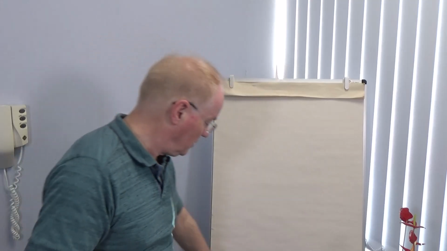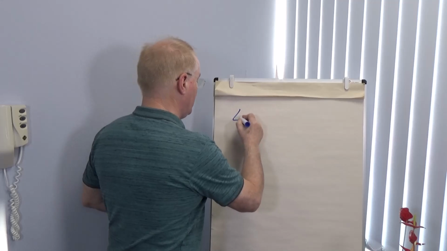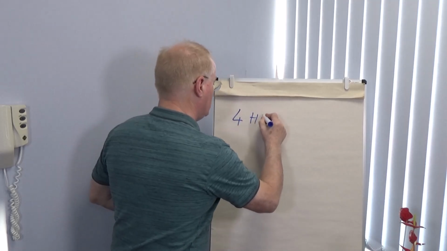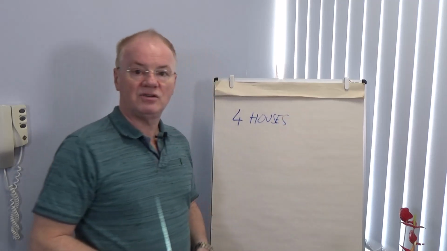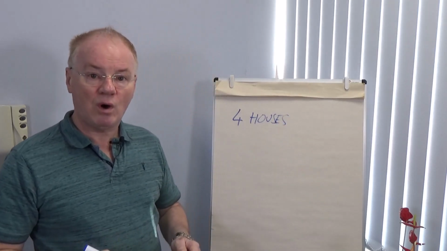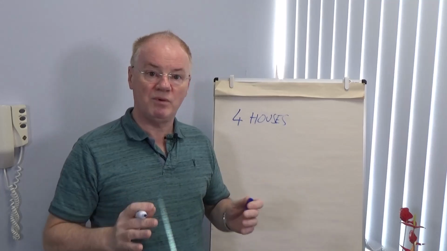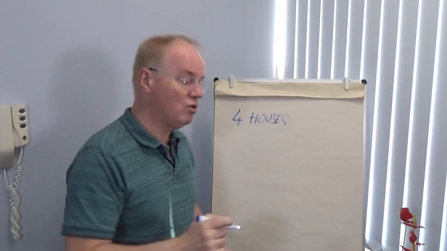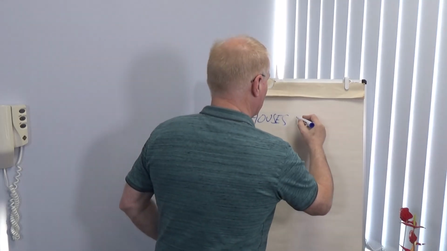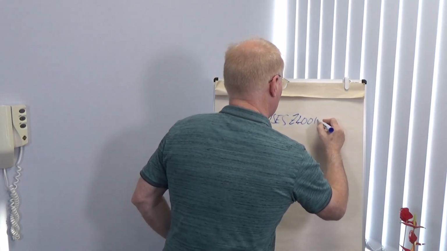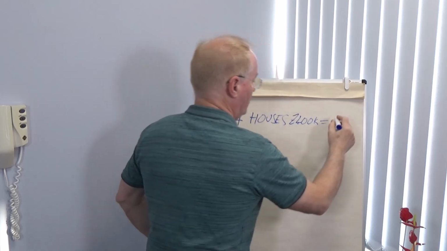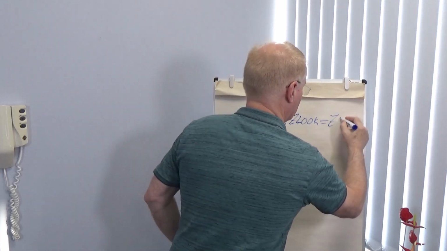So let's look at an example where we will have 4 houses, and we will assume that these houses are going to value up once they are built and sold for £400,000 each. So say 400k, and therefore 4 would be 1.6 million.